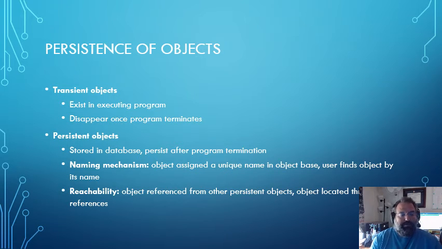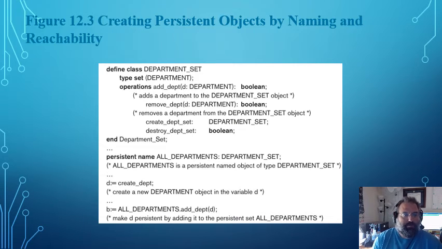Transient objects exist in execution. Whenever a program is executing, they exist, and they disappear once the program terminates. Persistent objects are those which are stored in a database and persist after program termination. With a naming mechanism, an object is assigned a unique name in the database. The user finds that object by that name. Reachability refers to the ability of an object to be referenced from other persistent objects, locating the object through the references. So basically you can reach it by starting with some other objects that have been persisted. Figure 12.3 contains the process of creating persistent objects by naming and reachability.